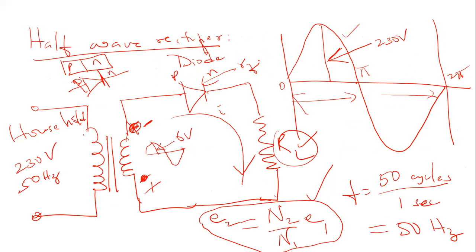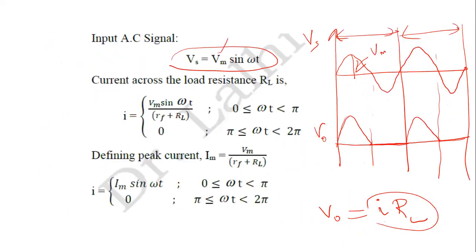The equivalent resistance of this circuit will be, now you see that this diode circuit and the load resistance are connected in series. If they are connected in series, then it will be forward resistance plus load resistance RL. So you have your equivalent resistance as RF plus RL because they are connected in series. Therefore, the total resistance of the circuit is RF plus RL.